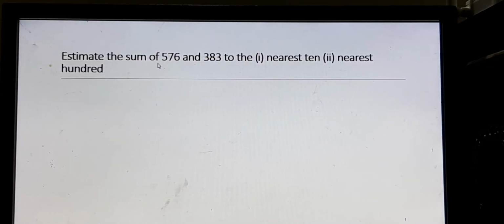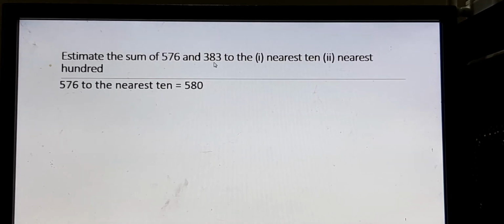Estimate the sum of. Sum means again we have to add. Which are the two numbers? 576 and 383. But then again, we have two questions here: to the nearest 10 first and then the nearest 100. So we are having two questions in this. First we will try the nearest 10. We will take the first number. Look at the units place, 6. Oh, rich man, strong man. So what will we give as a gift to this? So this will become 580.